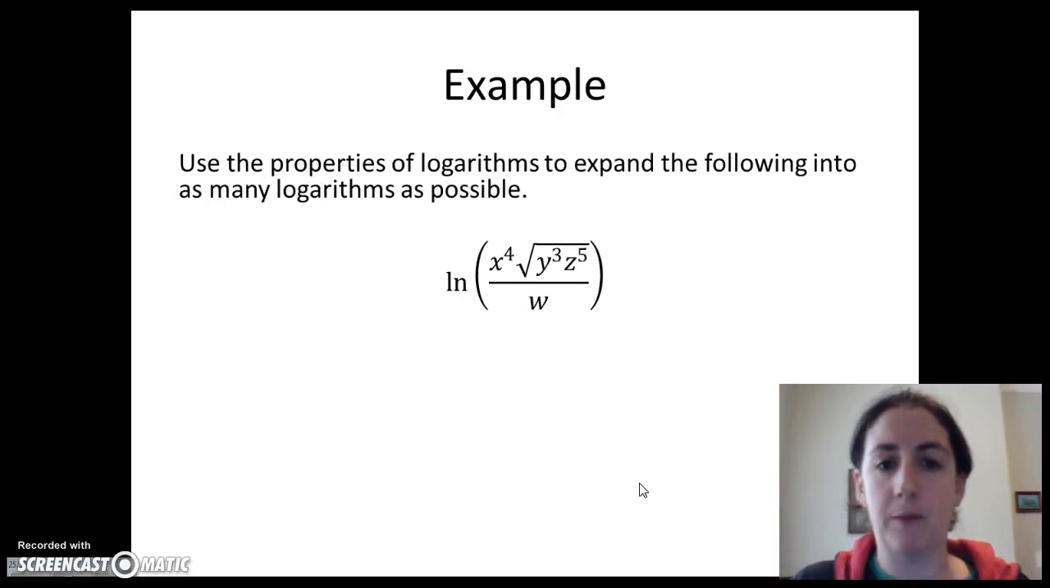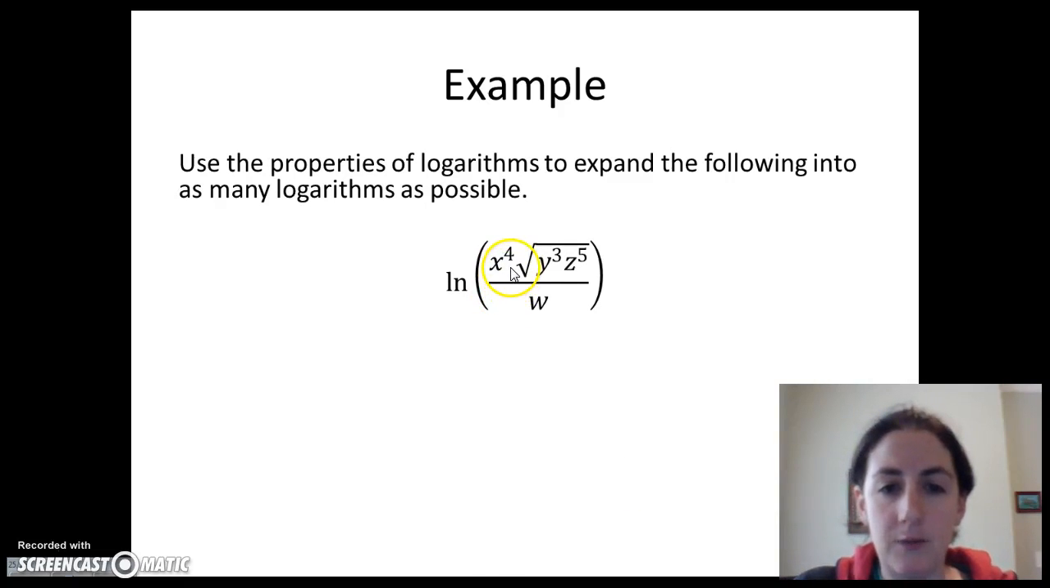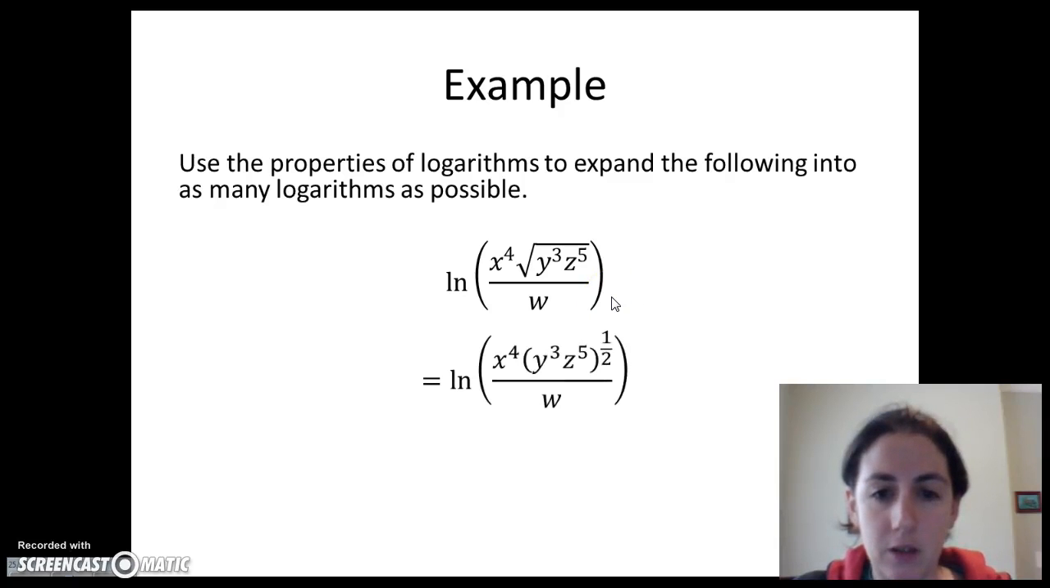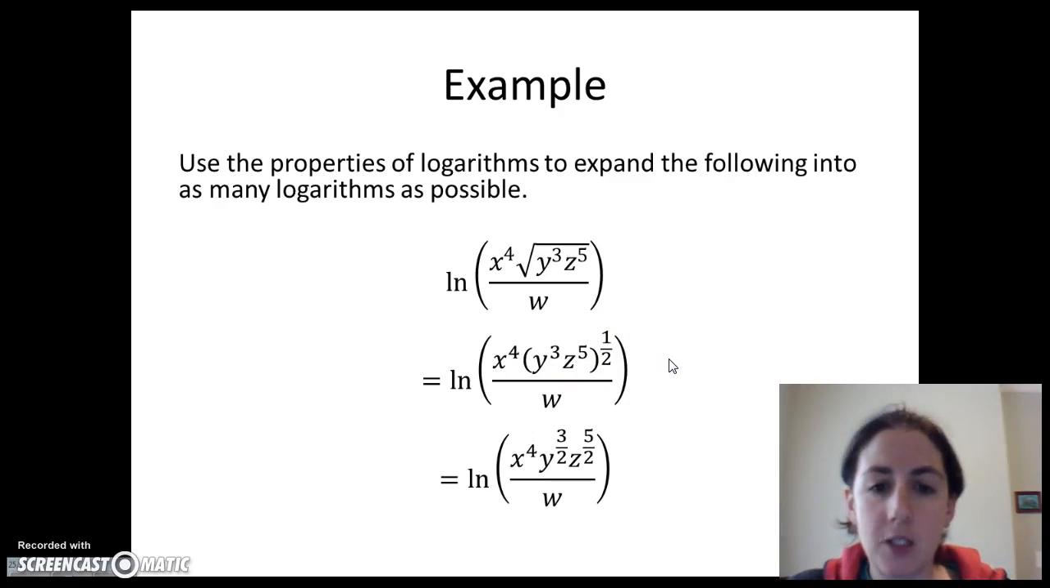So let's do one more example. The natural log of x to the fourth times the square root of y cubed z to the fifth, all over w. Remember, the first thing you need to do is get rid of any radicals. So we'll raise it to the 1/2 power. Now simplify whenever possible. Power of a power, there's no addition or subtraction in the parentheses, so you can distribute that exponent. So now we ask ourselves these questions.